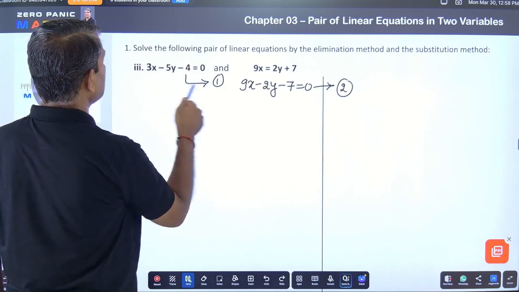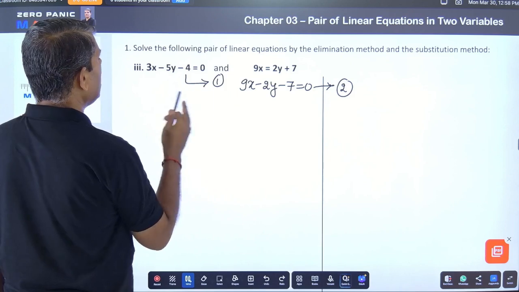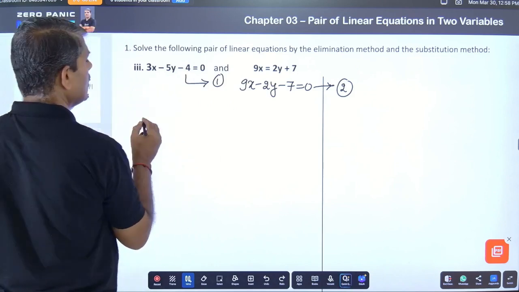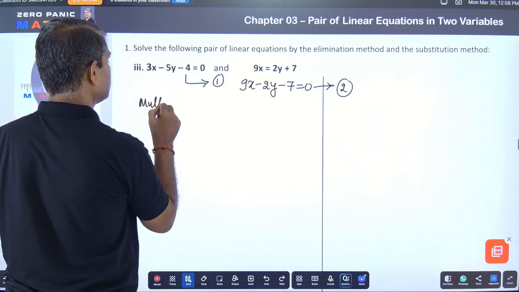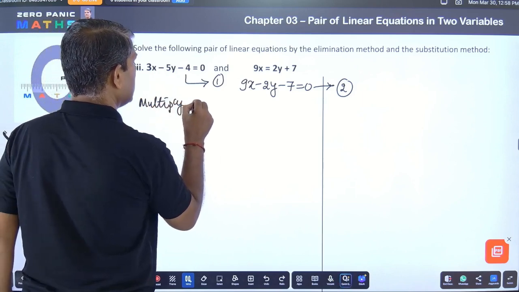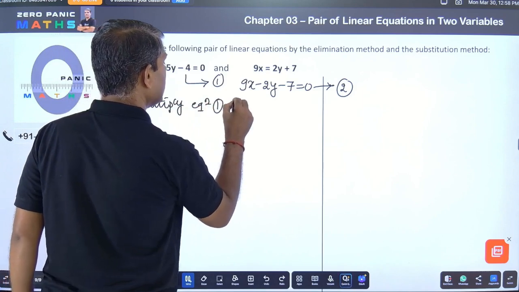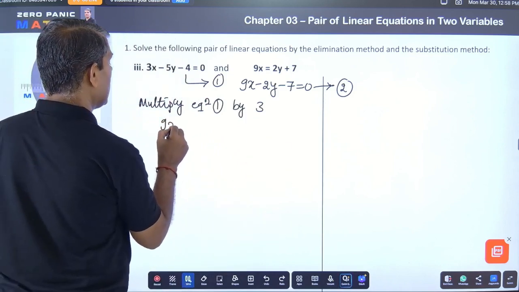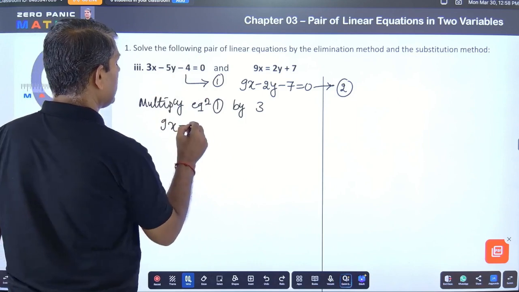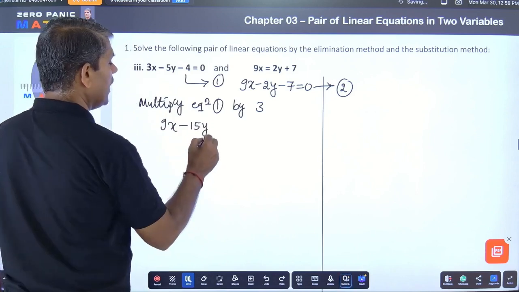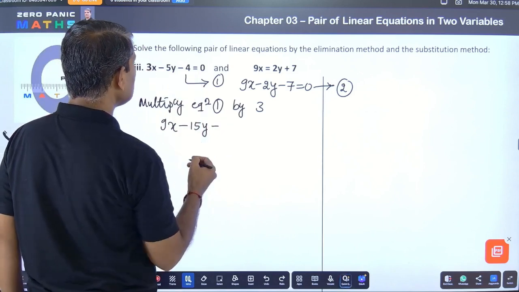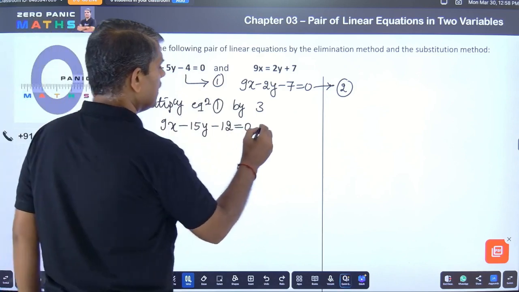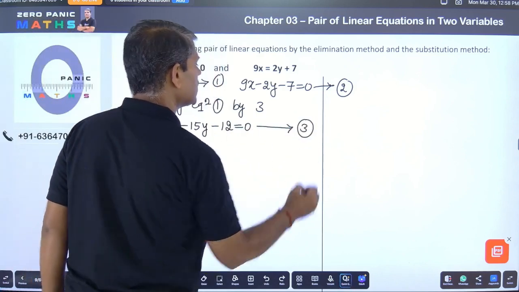So there is a 9x here. If I multiply equation 1 by 3, it actually gives me 9x in equation 1 also. So multiply equation 1 by 3. So what does it give me? 9x minus 3 5s are 15y minus 3 4s are 12 is equal to 0. And we call that equation 3.